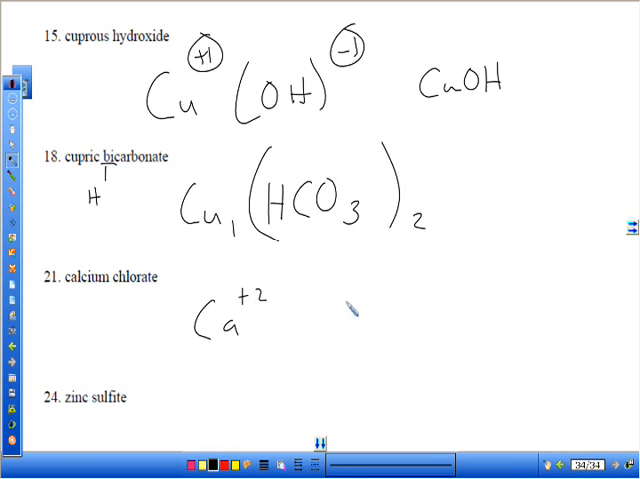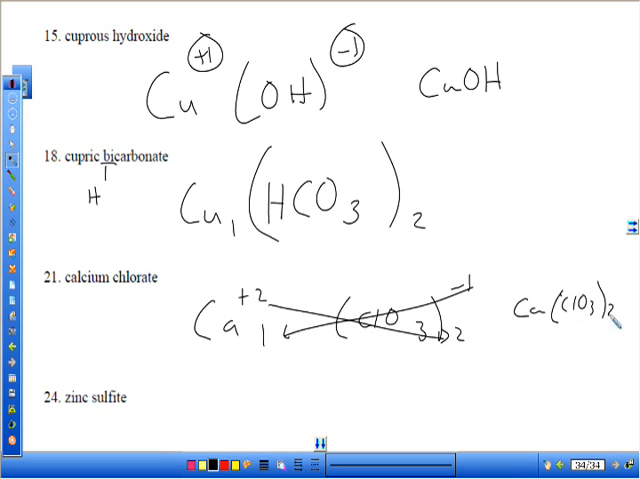Okay, calcium chlorate. Okay, the 1's going to go here, and the 2's going to go here. So we're going to have CaClO3, taken 2 times.